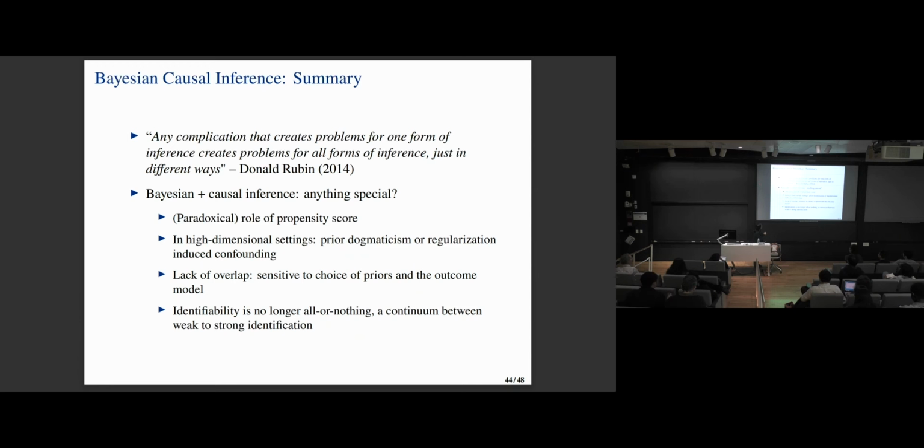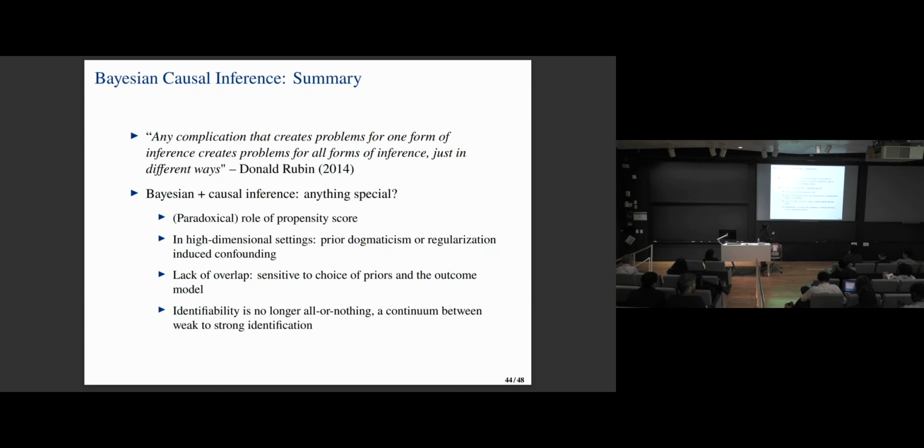To summarize what we have learned in Bayesian causal inference: it's a marriage between the two. Is there anything special? It's just Bayesian, and you're using a Bayesian model for causal inference. But at least as I realize, there are a few things unique to this combination. First is the seemingly paradoxical role of the propensity score. It's actually not a paradox. In the end, if you do causal inference, you have to look at the design, which is the assignment mechanism or propensity score, and the outcome, and you need both. Bayesian is the same.